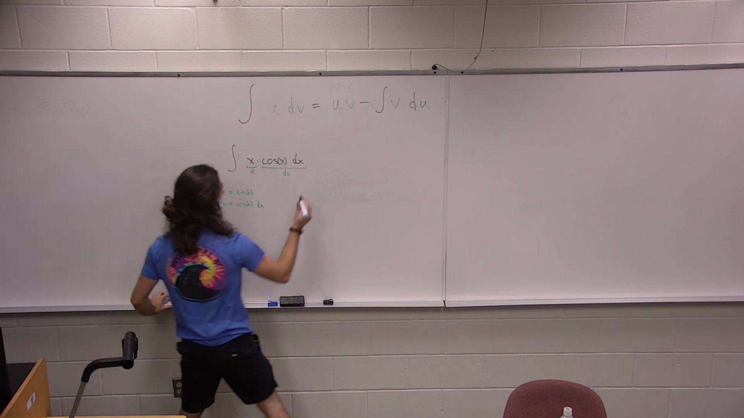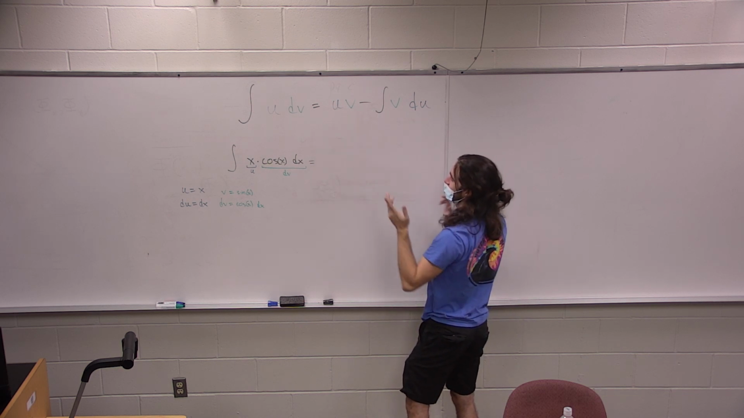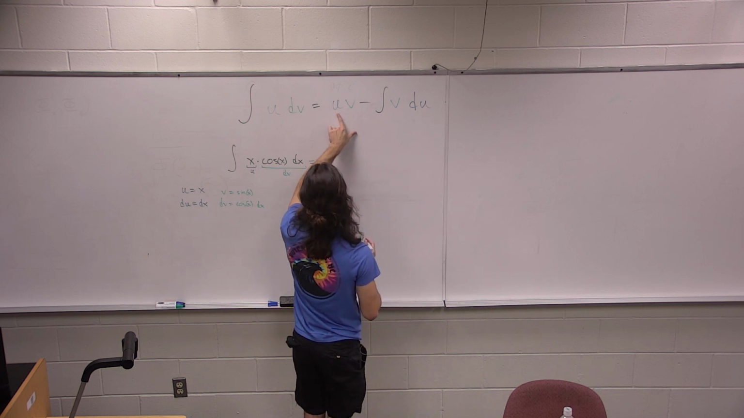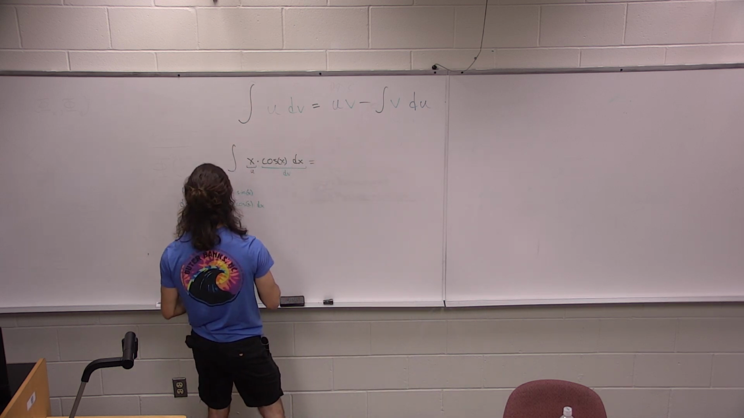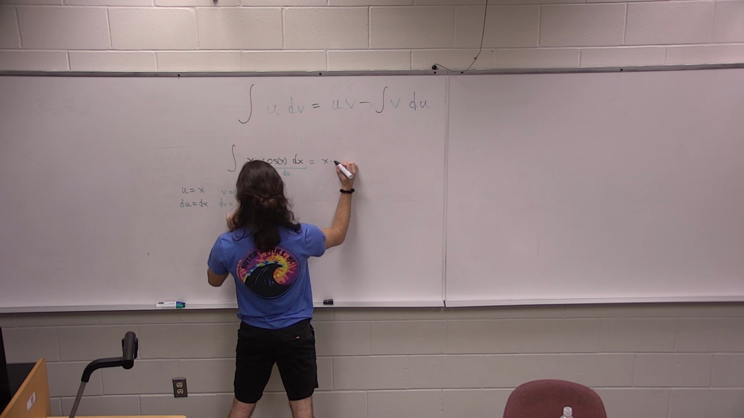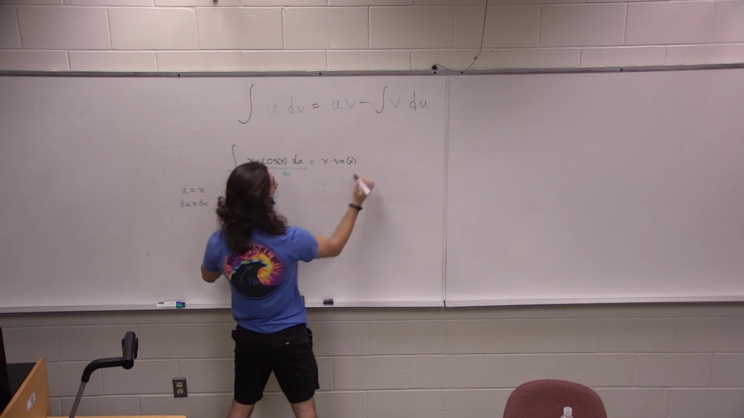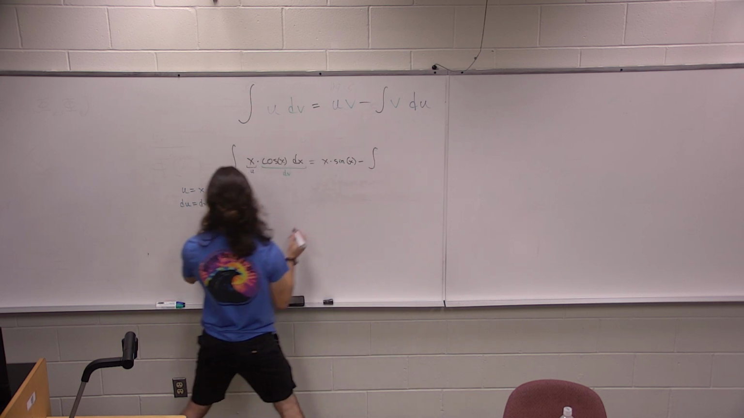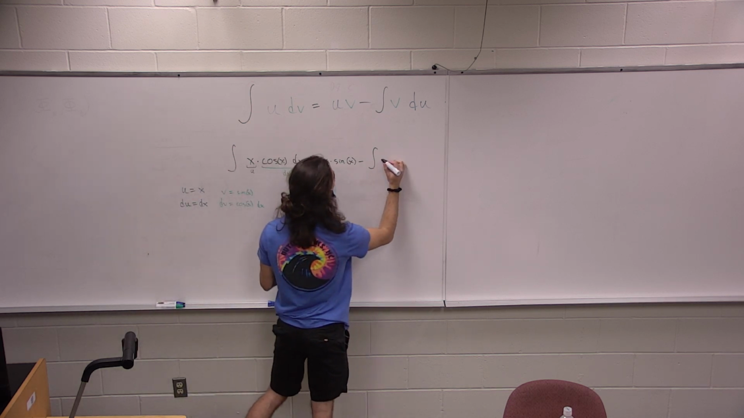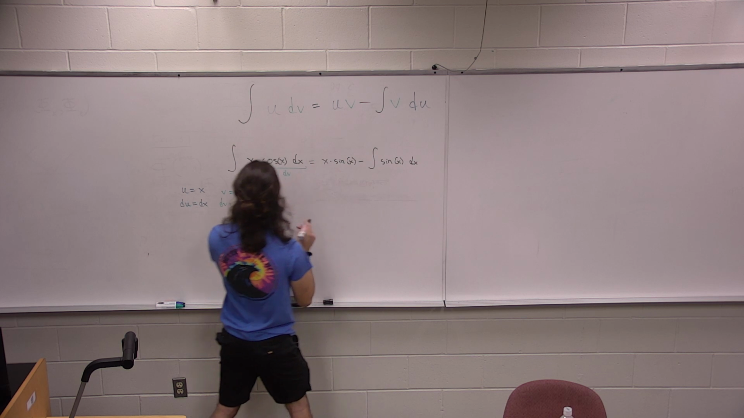Let's do it. Now don't forget about this part, right? That's the leftover part of using this formula, right? So we're going to have u times v first. So that's u times v first minus our new integral, which is v du. So that's just sine of x dx. So there we have it, right?